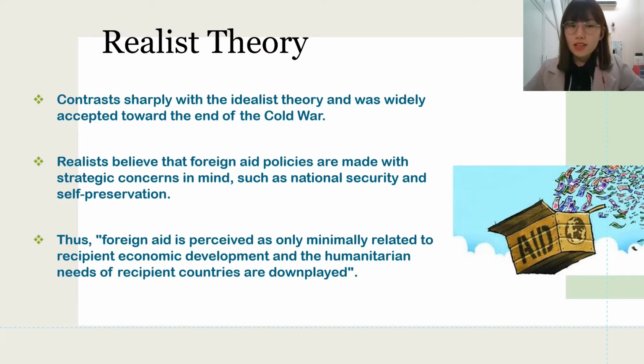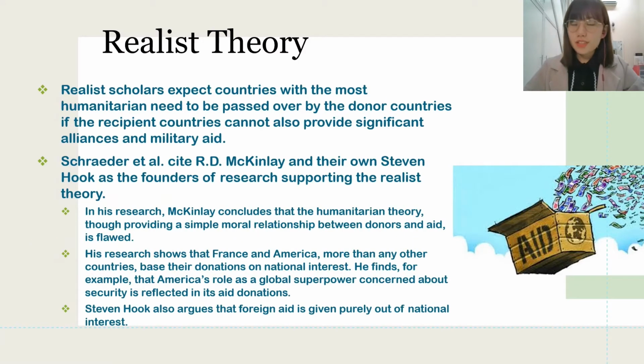Thus, foreign aid is perceived as only minimally related to the recipient's economic development, and the humanitarian needs of recipient countries are downplayed. Realist scholars expect countries with the most humanitarian need to be passed over by donor countries if the recipient countries cannot also provide significant alliances and military aid.